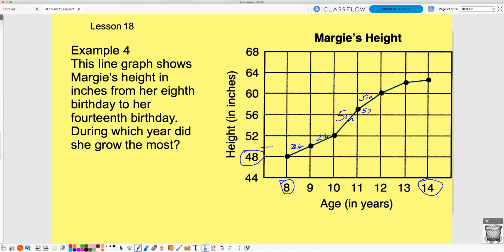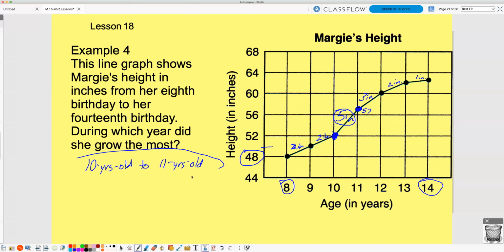And between 12 and 13, she went from 60 to 62, so that's a 2-inch increase. And this one looks like a 1-inch increase in height. So you can see clearly it was this 5 inches, which was from 10 years old to 11 years old. So the year she was 10, when she was 10 years old to 11 years old.